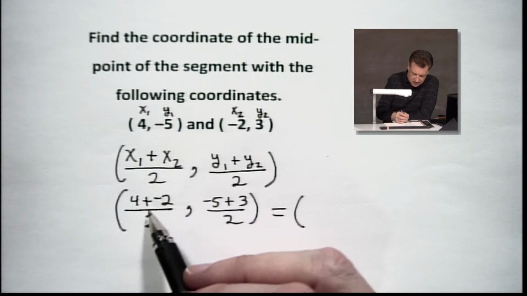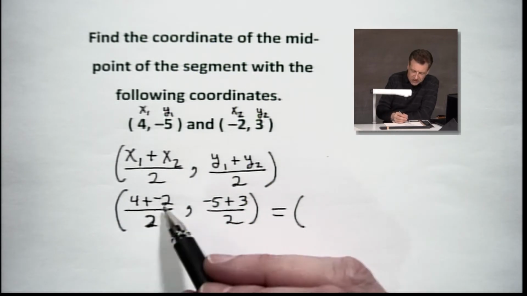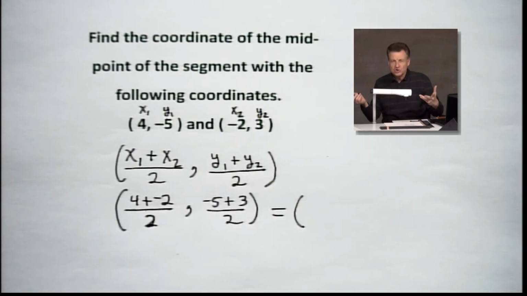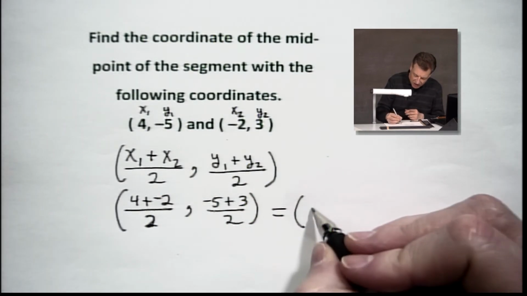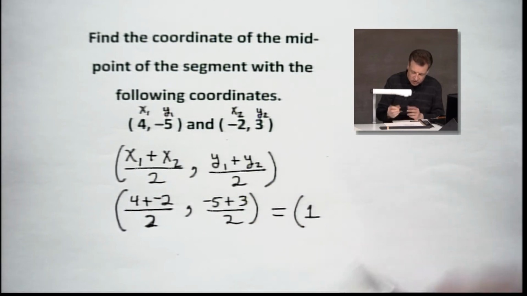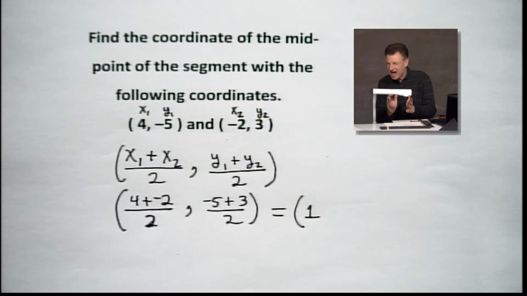Now, putting these numbers into play here, I've got 4 plus negative 2, which is going to give me 2. It's just like saying 4 minus 2. And divide that by 2, I'm down to 1. All right, so I'm at 2 over 2 there for the x value.